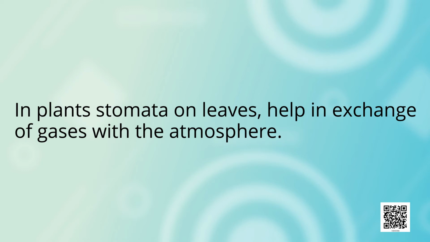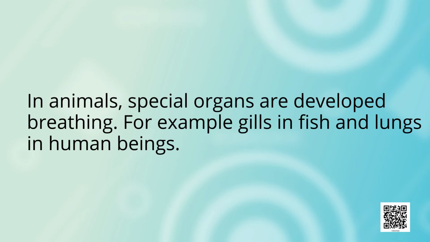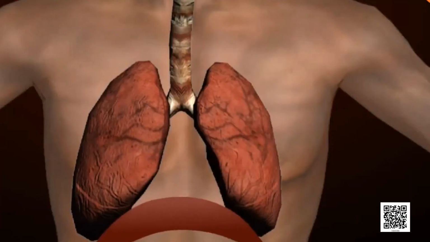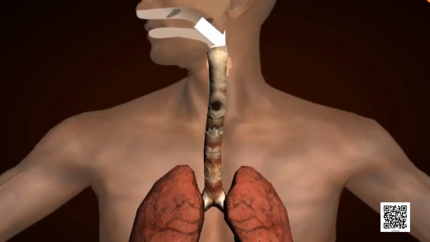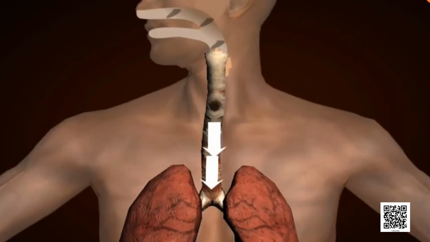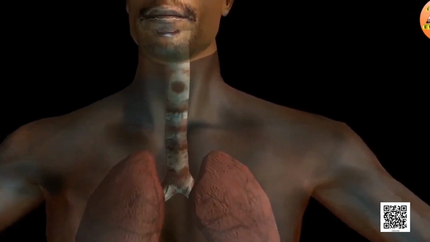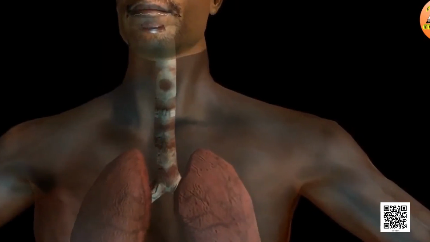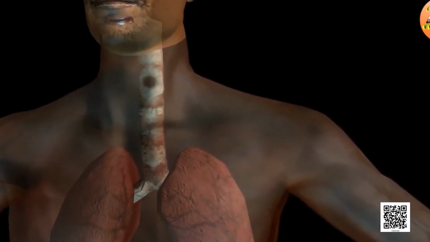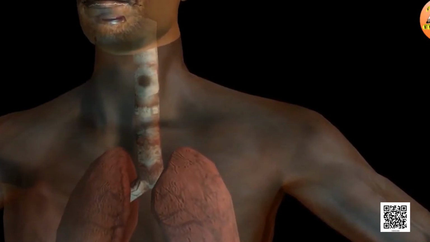In plants, stomata on leaves help in exchange of gases with the atmosphere. In animals, special organs are developed for breathing, for example, gills in fish and lungs in humans. Human respiratory system. Children, breathing refers to taking in oxygen-rich air into the body and giving out carbon dioxide-rich air from the body. Intake of oxygen-rich air is called inhalation and giving out carbon dioxide-rich air is called exhalation.